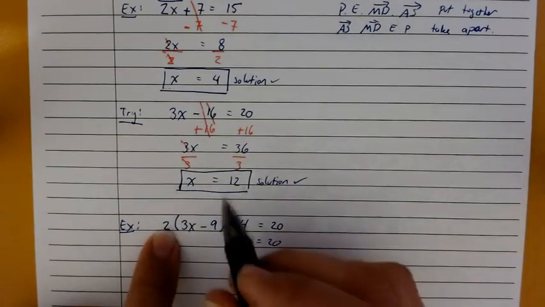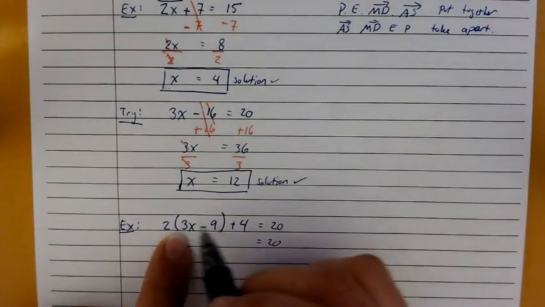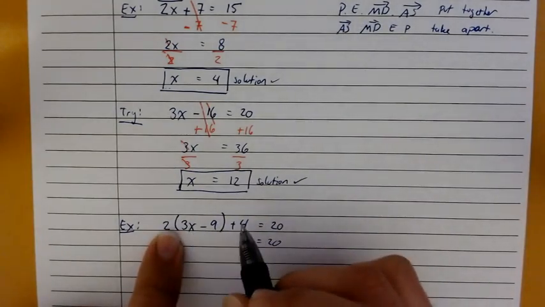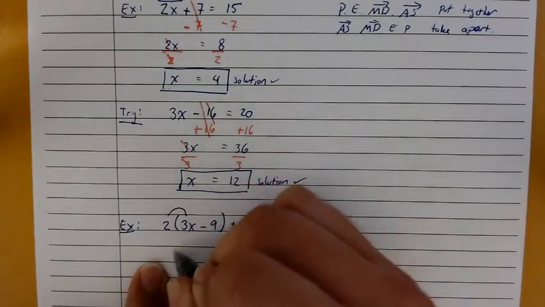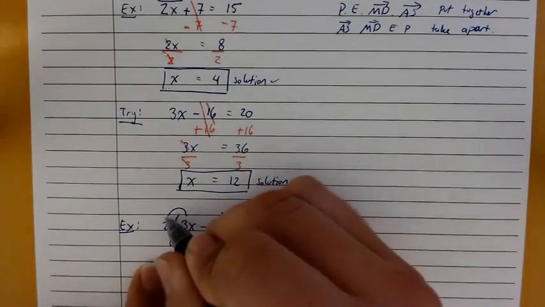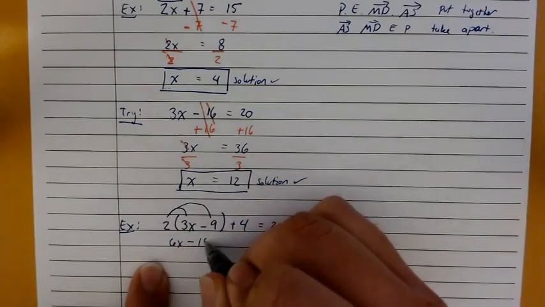Okay, so here we're simplifying. So we're following the normal order of operations. We're going to multiply first and then do the addition. Okay, so distribute your 2. It's going to be 6x. Distribute your 2. It's going to be minus 18.